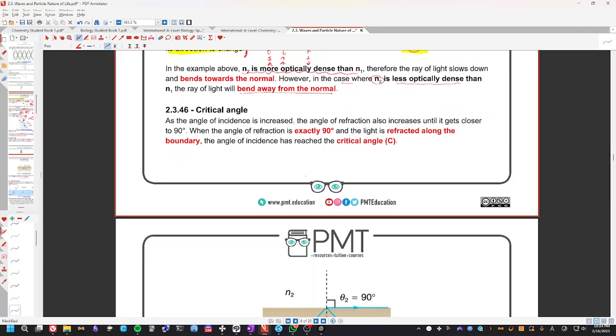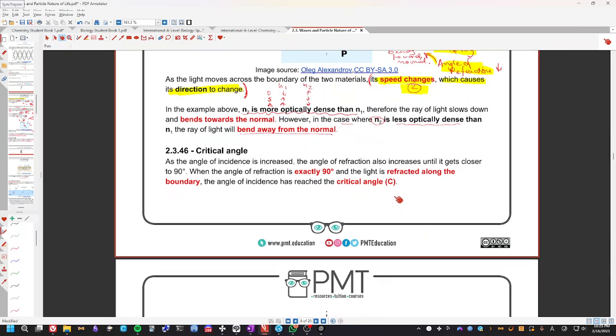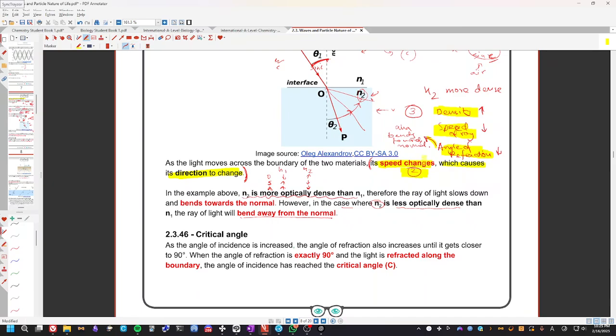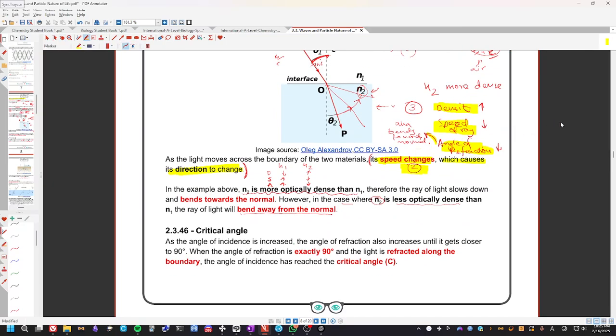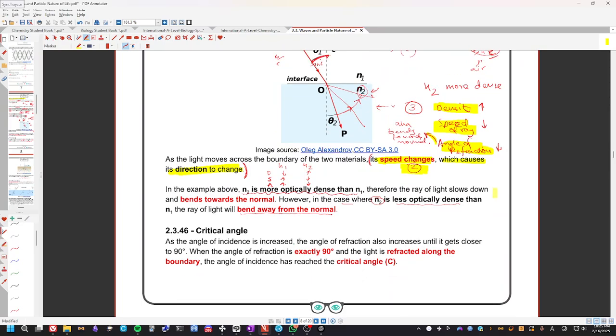Now, critical angle is just simple definition stuff. You should know this from GCSE. You increase the angle of incidence more and more, and the angle of refraction will also increase until it gets closer to 90 degrees.